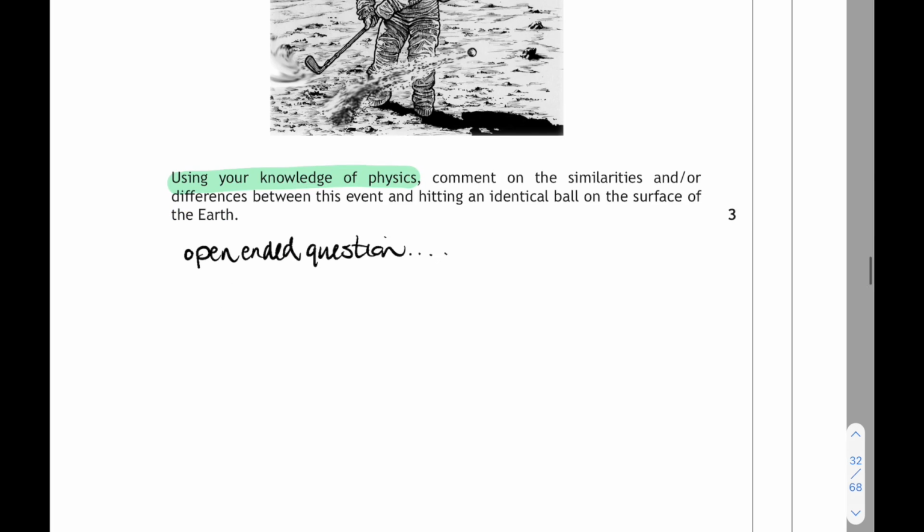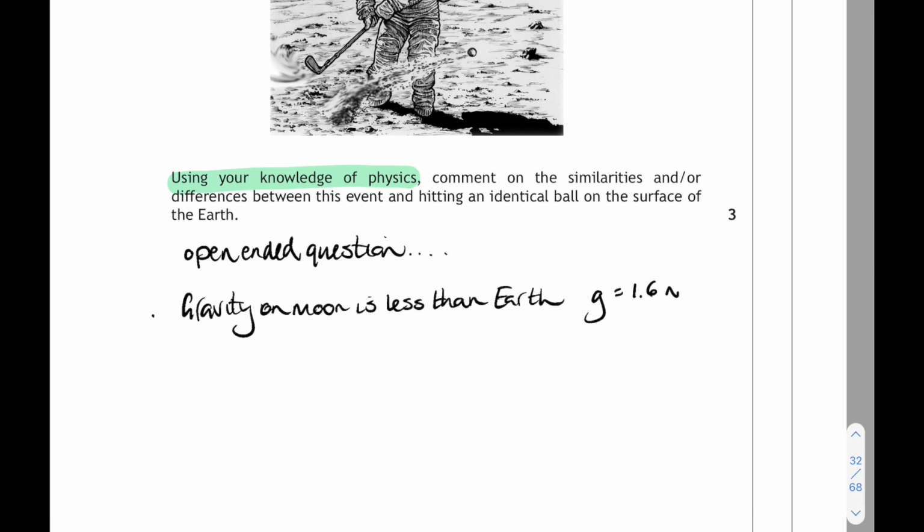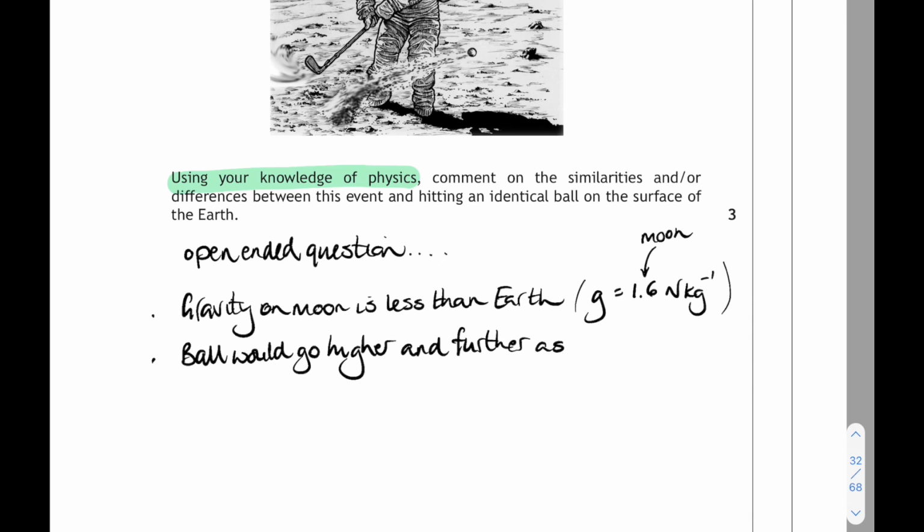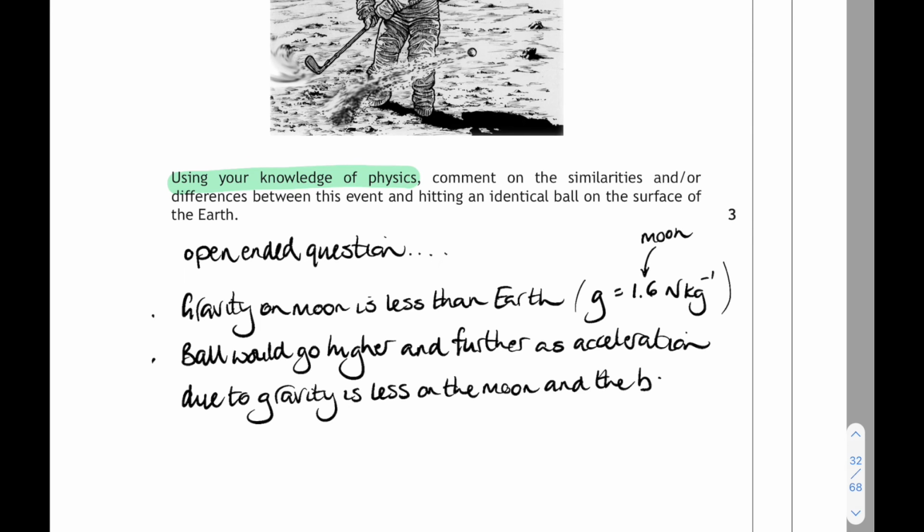Well, if Alan Shepard's doing this on the moon, then gravity on the moon is less than the gravity on the Earth. On the moon, you could look it up on your data sheet, and gravity on the moon is only 1.6 newtons per kilogram. And so if the gravity is less, then for the same force the ball would go higher and further, as acceleration due to gravity is less on the moon.